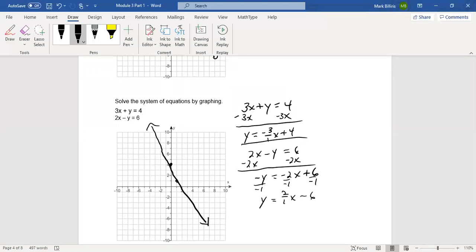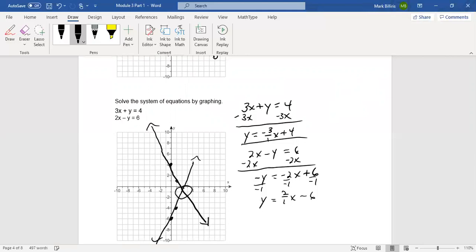I'm going to come to my next one. The y equals 2 over 1x minus 6. So I start at -6. My slope is 2 over 1. So from there I go up 2 and to the right 1. And again, I connect those 2 points.